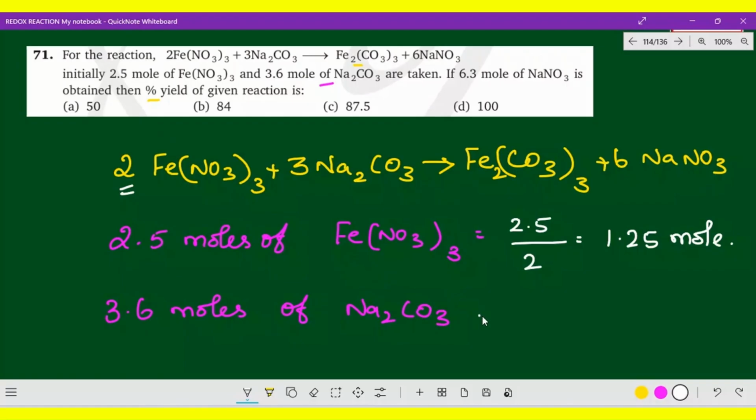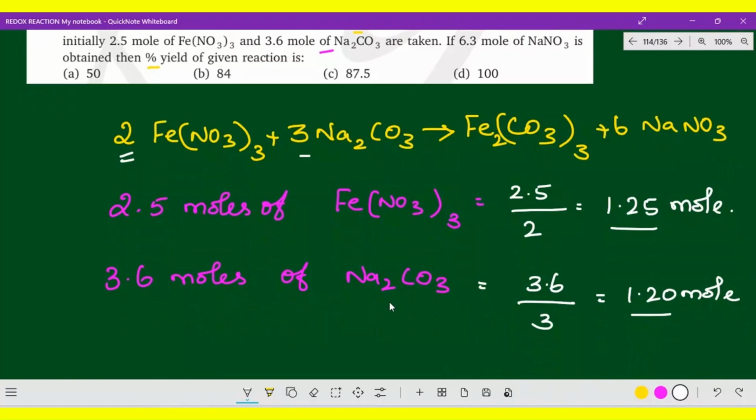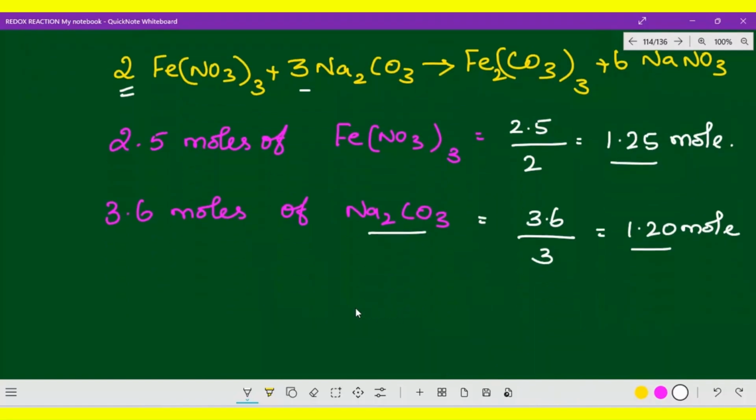Now in the same way for this also. Here 3.6 moles; how much has it actually taken? 3. So here 3.6 divided by 3. We only observe the reactant's number of moles. So how much will you be getting? 1.20 moles. So which is consumed less? Sodium carbonate. So sodium carbonate is the limiting reagent.